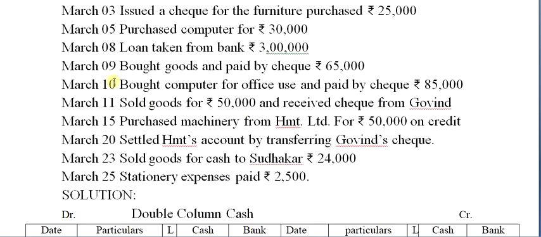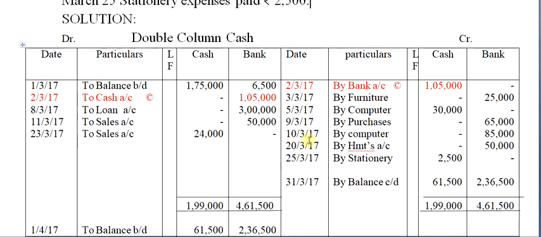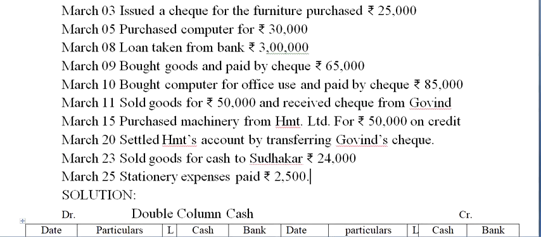And again March 10th, bought computer for office use and paid by check rupees 85,000. So a computer has been purchased and it has been paid through the check. How much is the amount? 85,000. So what happens? Our bank balance reduces. So it should be recorded under which side? Under the credit side. So 10th March 2017, by computer, how much is the amount? 85,000 reduced in the bank column.